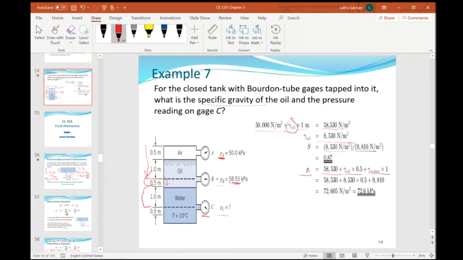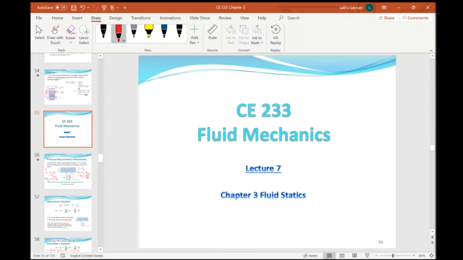Okay, so the pressure due to the oil 0.5 meter, and due to the 1 meter height of water, plus the pressure at this point. The pressure at this point is PB. Okay, so when we add them up, we have 76.2 kilopascal, and that is it.